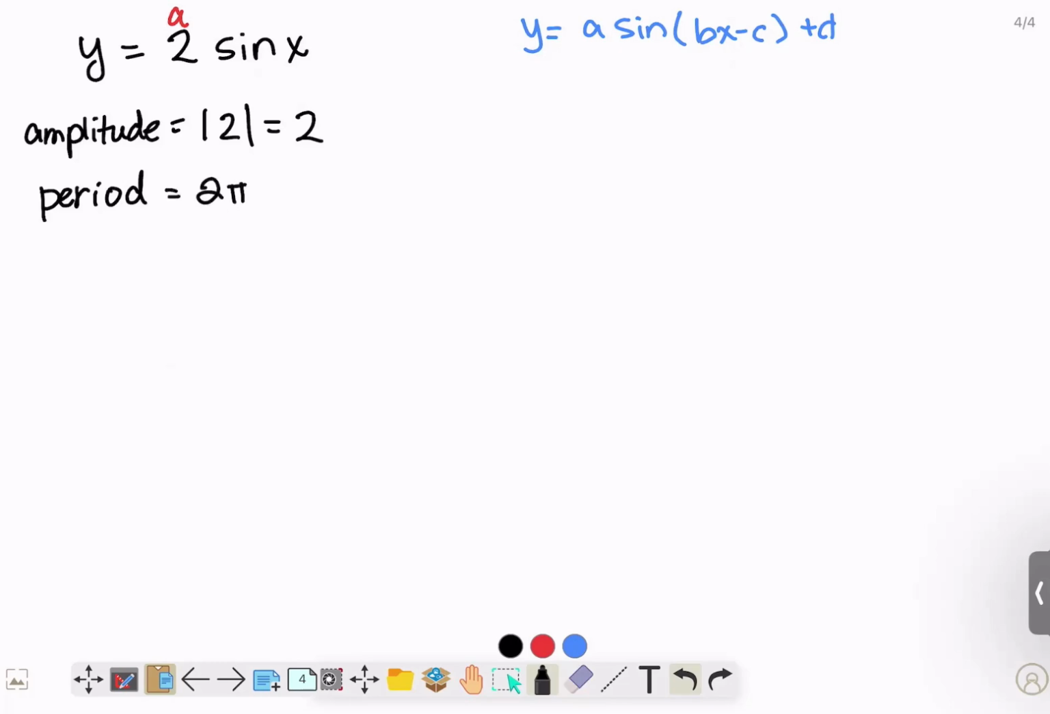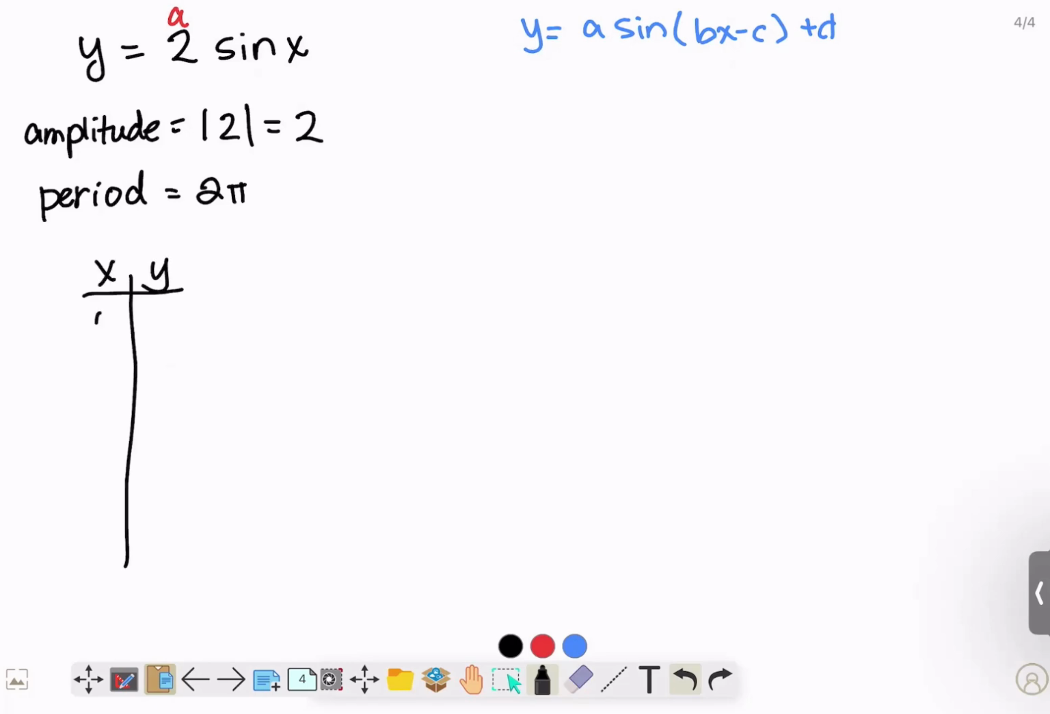So when I'm graphing this, I'm still going to graph a period from 0 to 2 pi. And I'm going to have all of the same x values because I haven't changed the period. But my y values are going to change because they're all multiplied by 2. So that's going to change my high point and my low point.